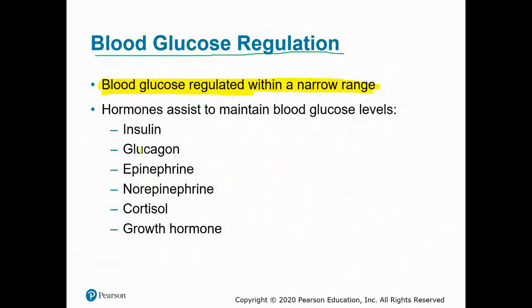So we mentioned insulin and glucagon. Really, we only mentioned them. But insulin and glucagon are two of the hormones that assist in blood glucose regulation. And then there are 4 others that we'll learn about in this chapter: epinephrine, norepinephrine, cortisol, and growth hormone.